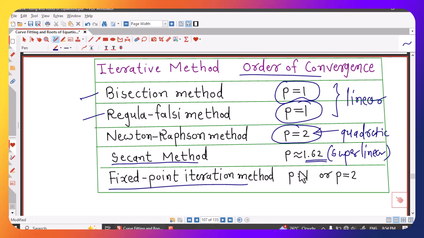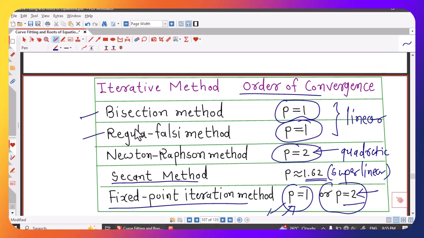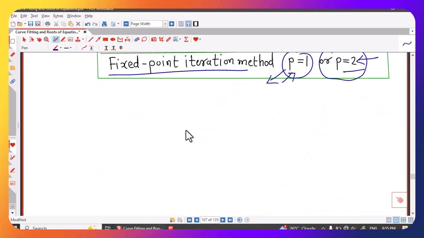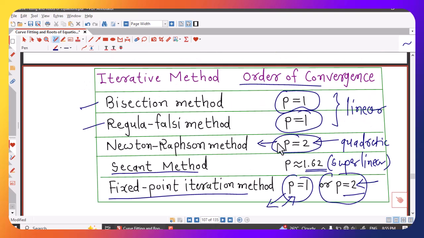Fixed point iteration method is generally linearly convergent, that is, it has p equal to 1 as order of convergence, but in some rare cases it has quadratic convergence also. So remember this order of convergence for each method. They can ask you to define order of convergence and they can ask you to write down the order of convergence for a particular method. In this lecture, we are not proving why Newton-Raphson method has second order convergence. That is the theoretical part and we are not proving here how this order of convergence comes.